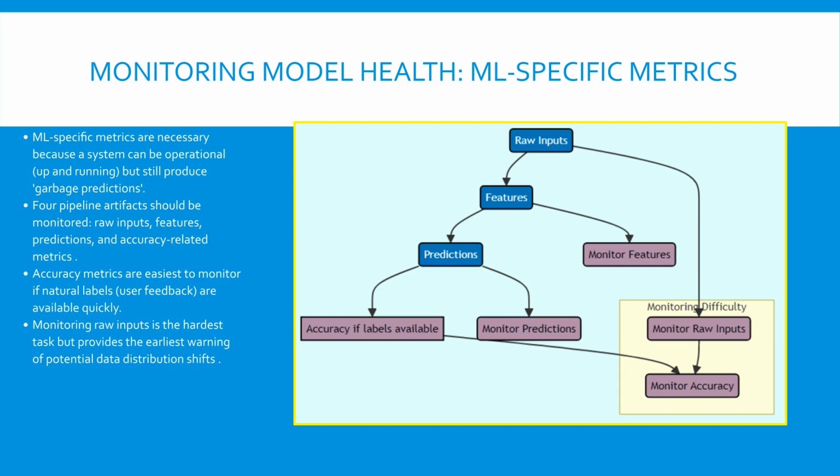As data flows through the pipeline, it becomes more structured and easier to monitor, moving towards features, then predictions, and finally accuracy. A change detected late in the pipeline, such as a drop in accuracy, requires immediate investigation upstream to determine whether the problem lies with the data, the features, or the model itself.